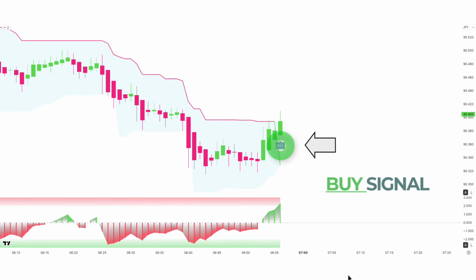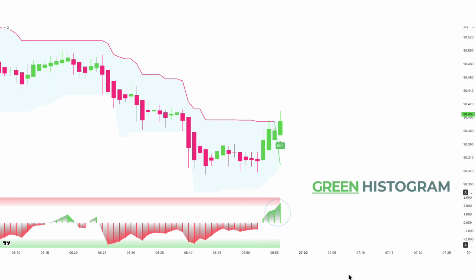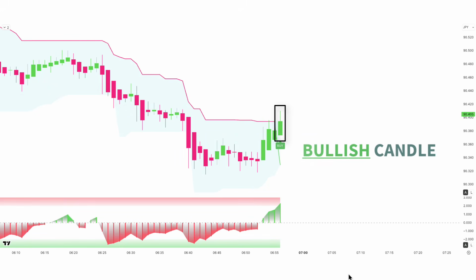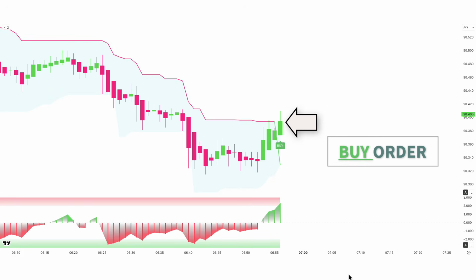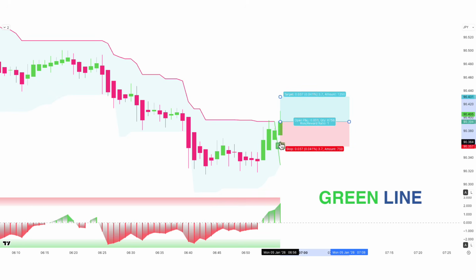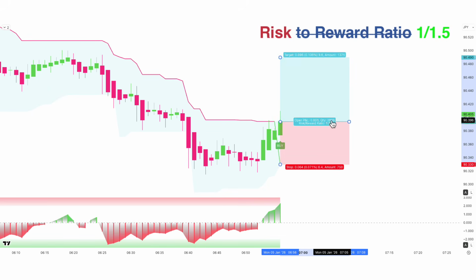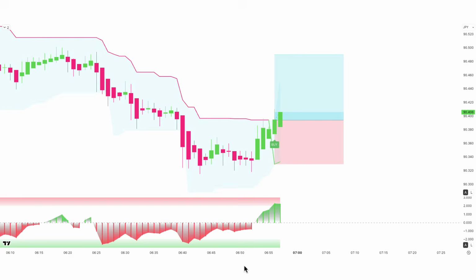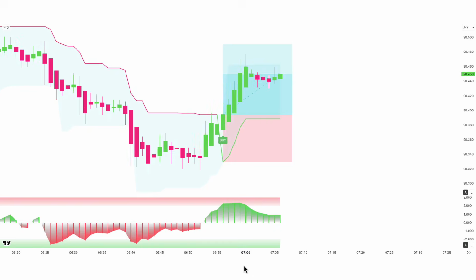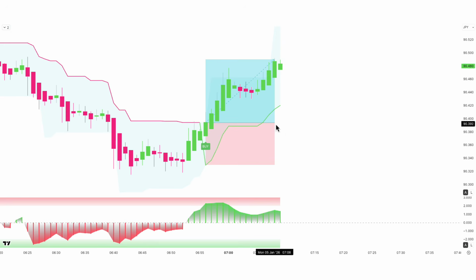When the Super Trend arrow of this indicator gives a buy signal, when the normalized indicator shows a green area histogram, and when the market forms a bullish candle, if these conditions are fulfilled, then we will place a buy order. Our stop loss is to be placed at the green line, and the risk to reward ratio will be 1:1.5. The market has completely hit the target.